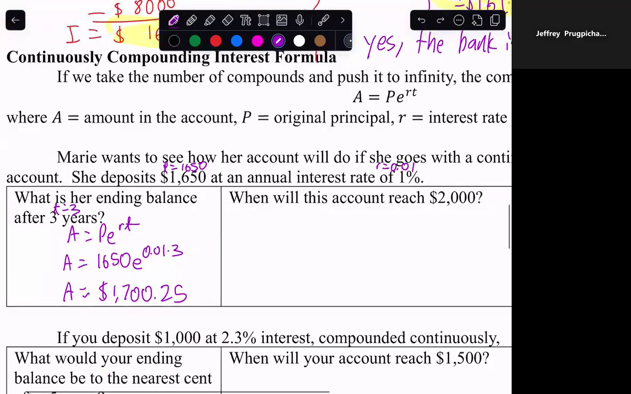Okay, and then now when will this account reach $2,000? Okay, so that means we want the balance to be 2,000, but the unknown is the time, how many years? Okay, so 2,000 equals 1650 times e to the power of rt. Okay, so this time let's not round anything. Let's keep our numbers exact.